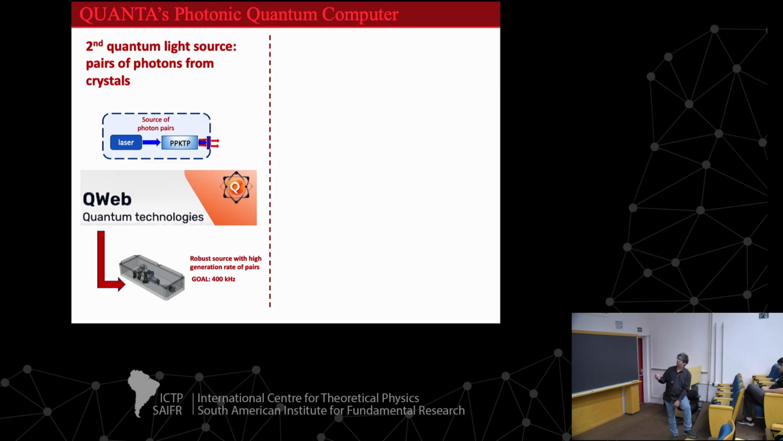And the second light source I already presented. That's just this photon pair source. Probably this is going to be the first one to be used because we have a high repetition rate, and then you have a lot of stuff that you can do with a single photon.